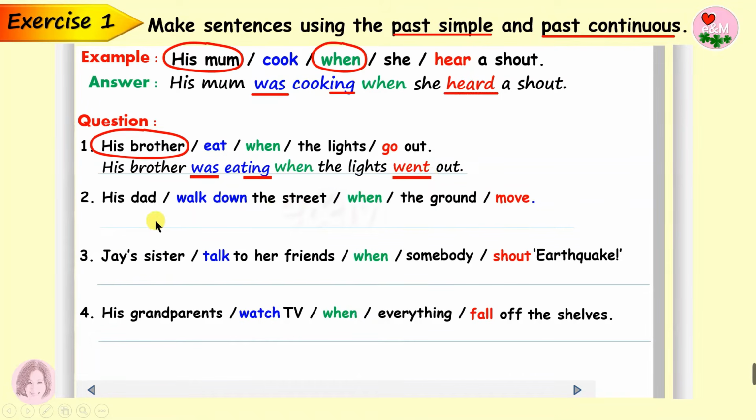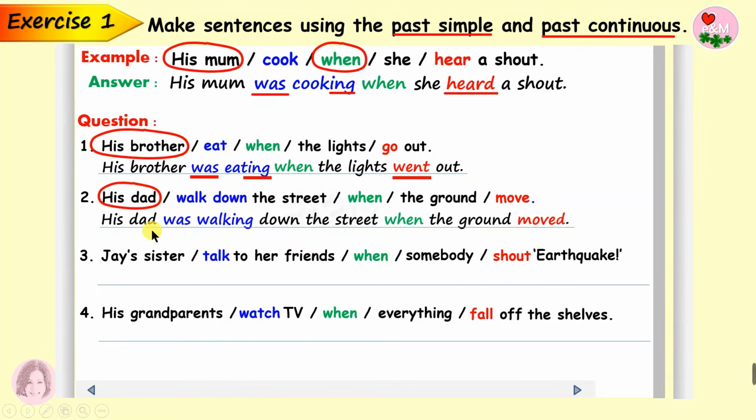Okay, next, question 2. His dad was walking down the street. It is a long action, so that is in past continuous. We use was plus verb with ing. And then when the ground moved. Move becomes moved. We just need to add d to the infinitive to make it past simple.